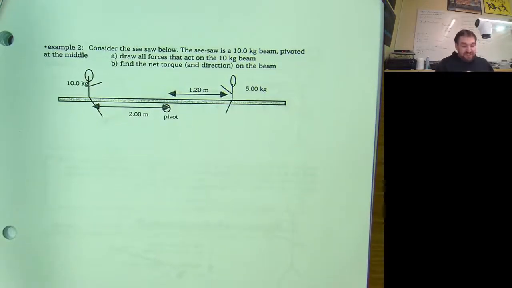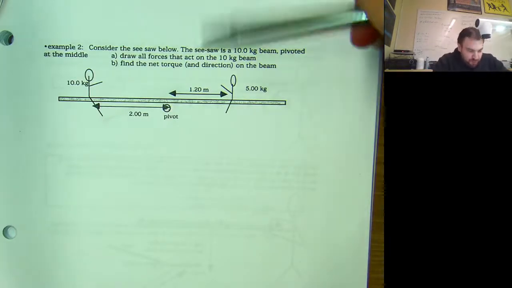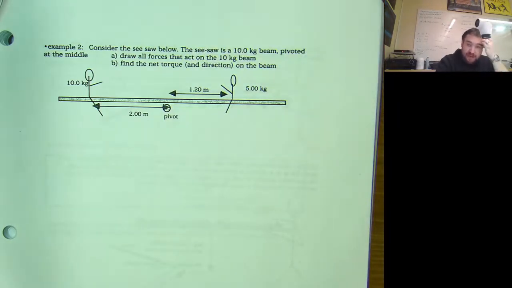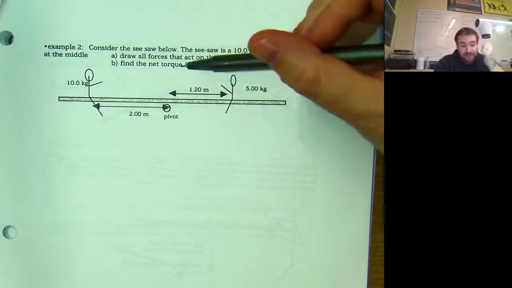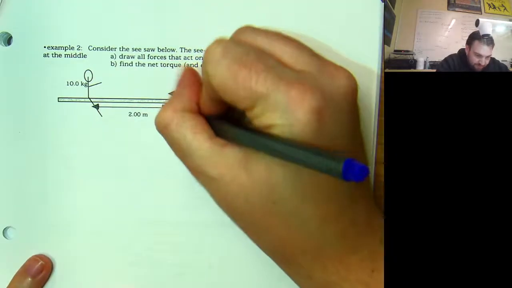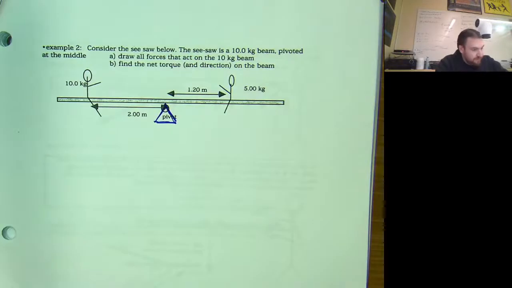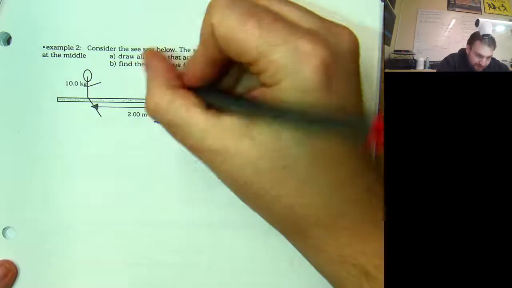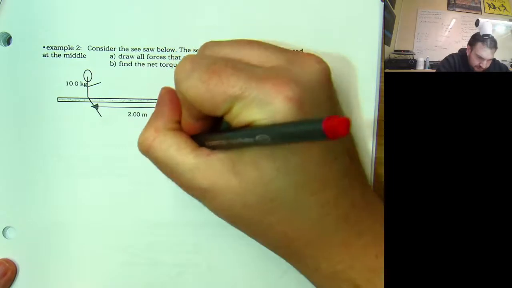Classic example of torque is the seesaw. So consider the seesaw. The seesaw is a 10 kilogram beam pivoted at the middle. We want to draw all the forces acting on the beam, and we want to find the net torque, the magnitude and the direction of the torque on the beam. So the pivot's right here. I'm going to draw the pivot a little bit more definitively. So there's a pivot acting at the middle of the beam, which on a uniform beam also happens to be where we draw gravity acting. So gravity is acting right at the pivot. So we've got FG there.